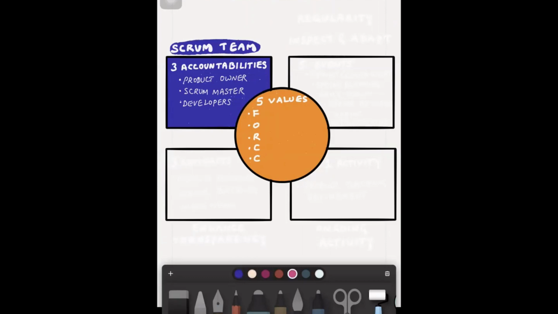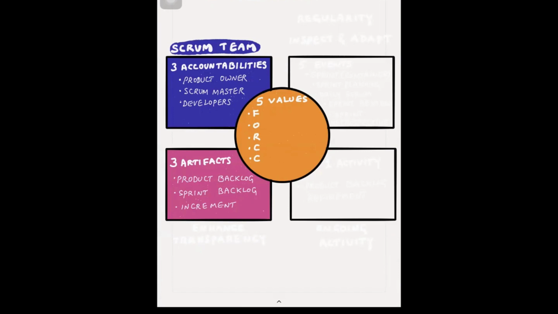Now Scrum has 3 artifacts: product backlog, sprint backlog, and increment. An artifact is something created by humans. The primary purpose of these artifacts is to enhance shared understanding, which is called transparency. That means within the Scrum team, the product owner, Scrum master, and developers, these artifacts will create shared understanding.